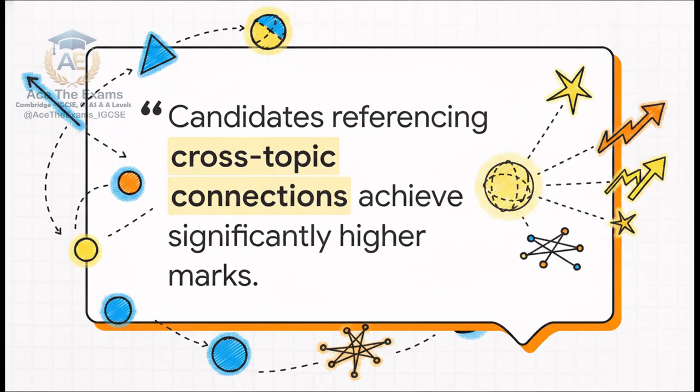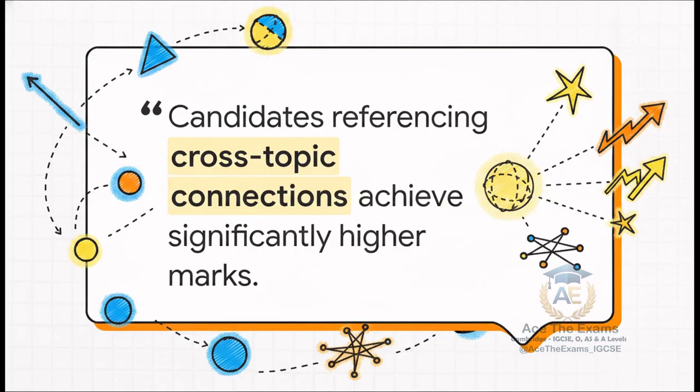Candidates referencing cross-topic connections achieve significantly higher marks. What does that actually mean for you in the exam hall? Well, let's look at two archetypal students we see every single year. First, you have Alex. Alex overloads his answers with raw mathematical facts. He memorizes every vector formula, but he provides absolutely zero cross-topic analysis. He doesn't connect the geometry to the kinematics.